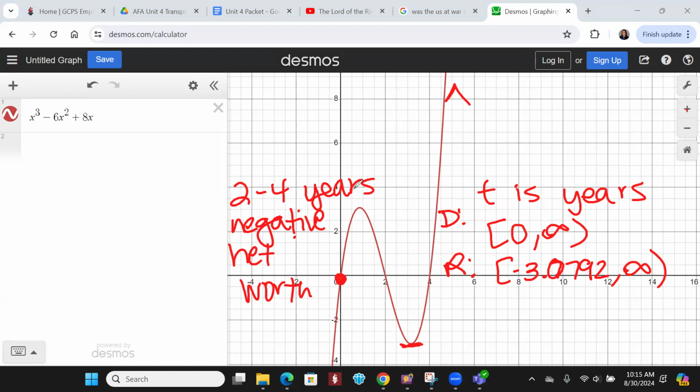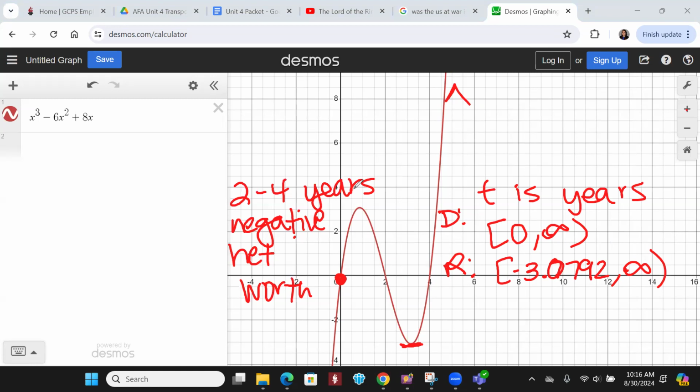Everybody see it? Okay, the hardest part with in context problems is understanding that your domain is probably going to be restricted because we're talking about time. There are some instances where it might say prior to this start date, then we would have negative time on the function. Hopefully we're going to run into one of those.